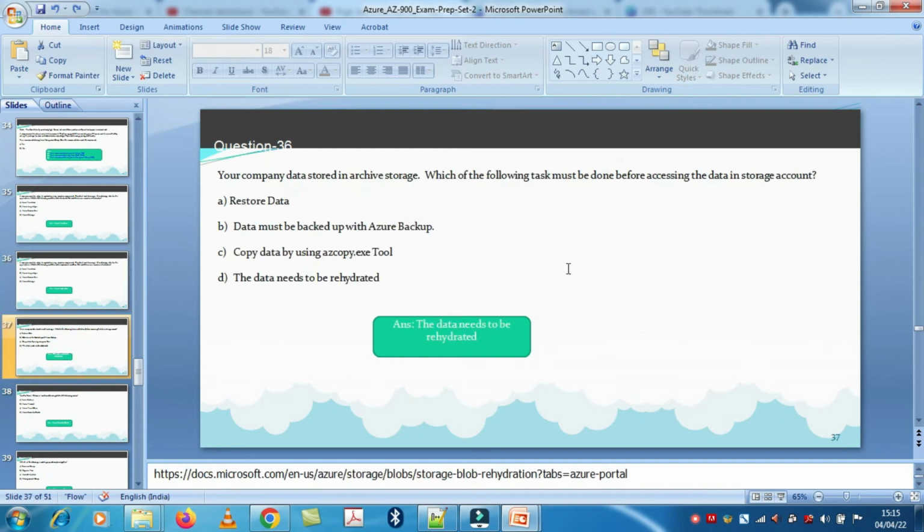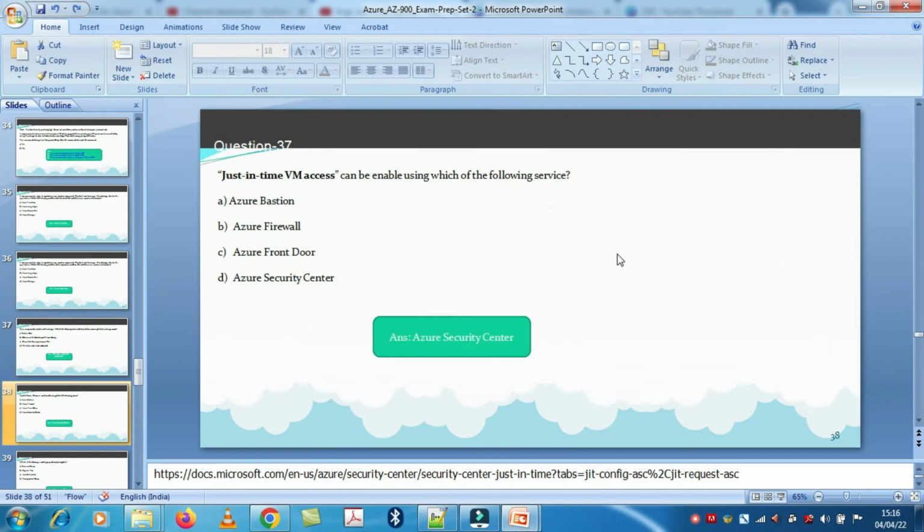Now moving to the next question, guys. Your company data is stored in archive storage. Which of the following tasks must be done before accessing the data in the storage account? The answer for this one is pretty simple. That is, the data needs to be rehydrated. So the data needs to be rehydrated. The answer is D.